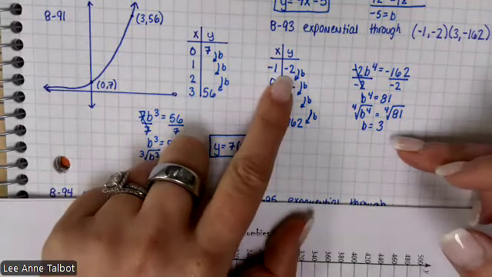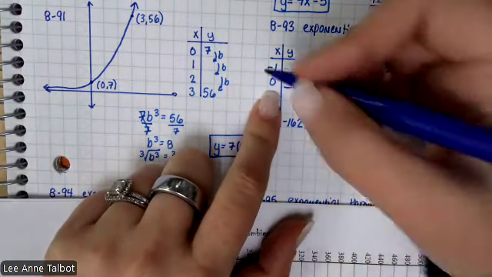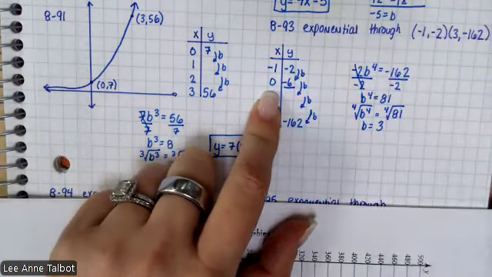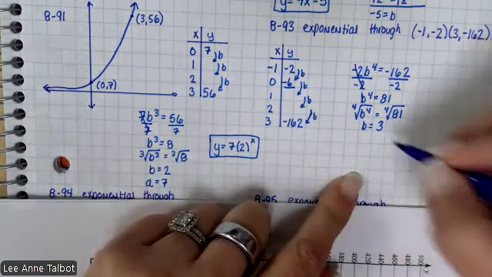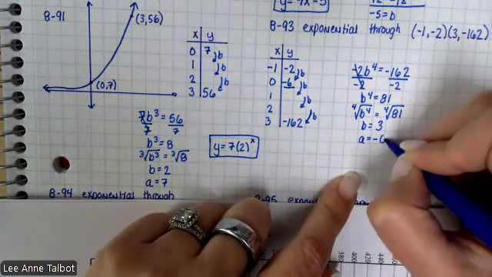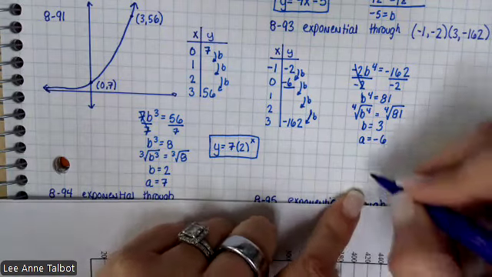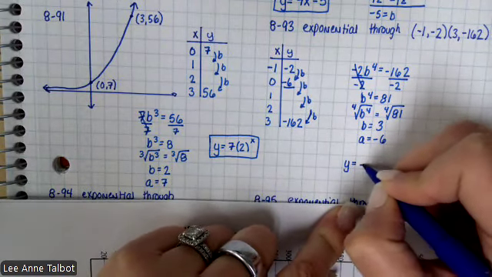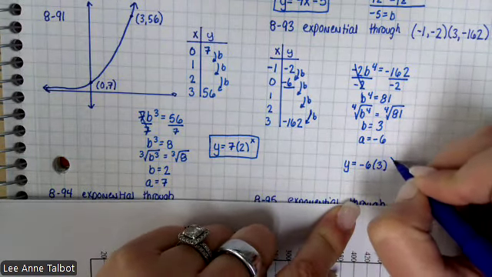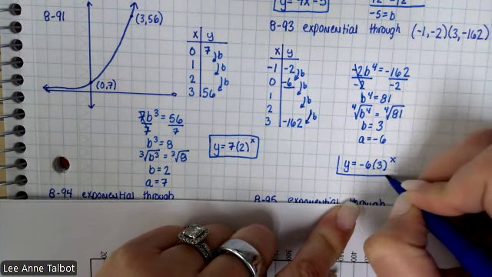Now I have b is 3 and a has to be the number that's next to the 0. So I need to multiply by 3. So -2 times 3 is -6. So y equals -6 times 3 to the x.